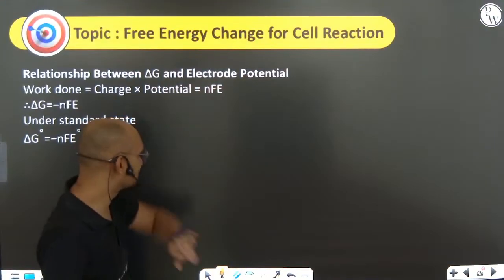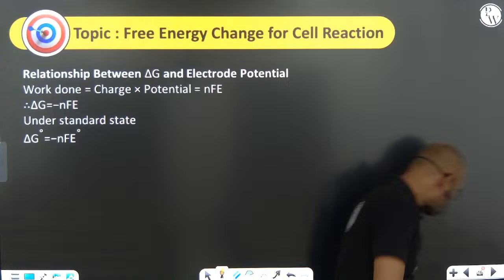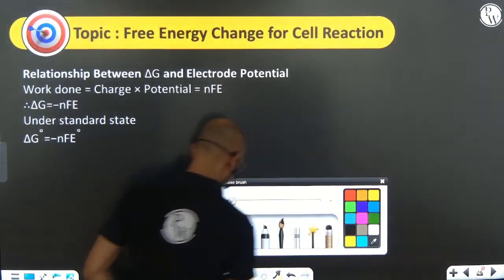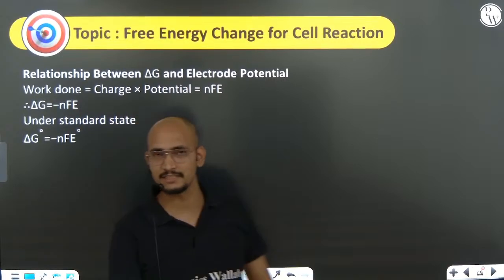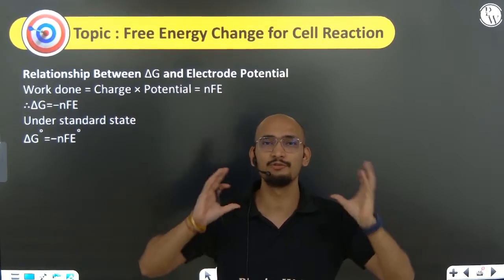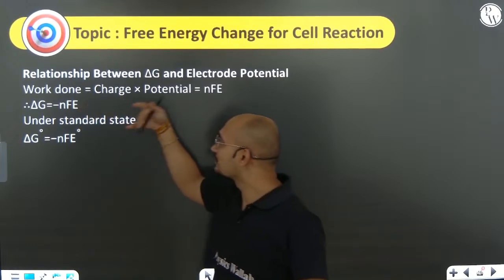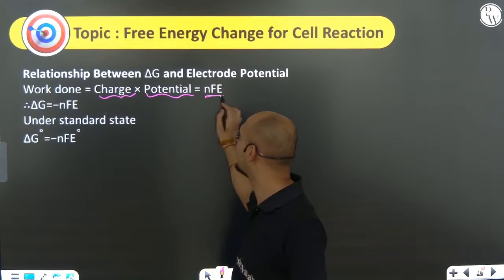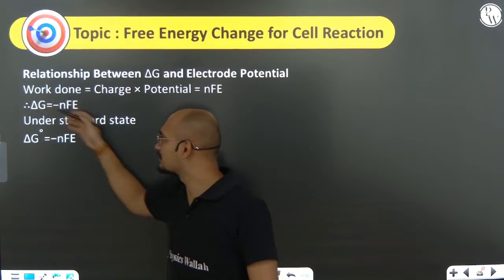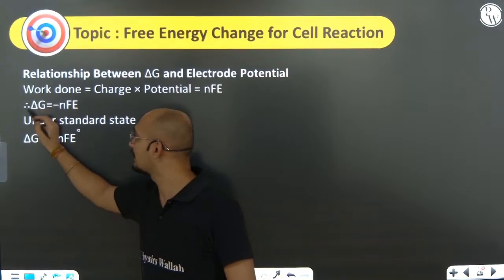Now, free energy change for the cell reaction. So here we have this free energy change for the cell reaction. What is free energy change? I hope you know that it is the maximum useful work done. Yes or no? What is work done? In any, you can say electrical work done, it will be equal to charge into potential, that is nFE. You have to keep in mind delta G equals minus nFE, very important.